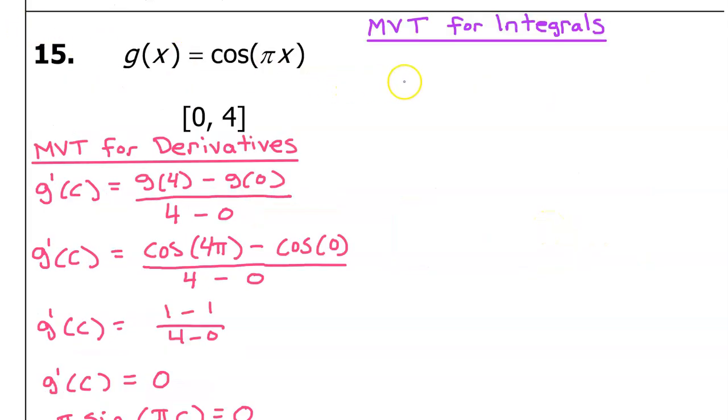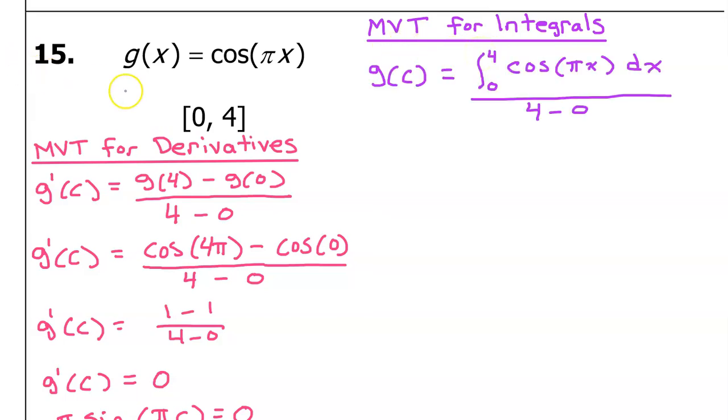Now let's find the value of c whose existence is guaranteed by the mean value theorem for integrals. For some c between 0 and 4, g at c is equal to the integral of g of x from 0 to 4 divided by the interval 4 minus 0. 4 minus 0 is just 4, and dividing by 4 is the same as multiplying by 1/4.